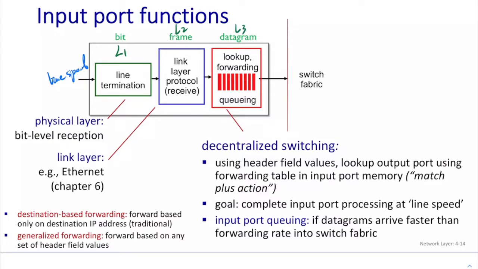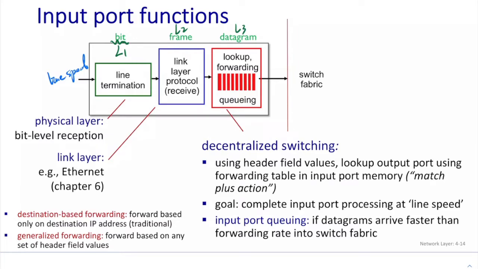So no matter whether you use a fiber or a copper wire, you have a signal received from the line, and the line termination will convert the signal, no matter whether it is digital or analog. It depends on what kind of line you use. You convert your signal to bits. So I write a bit right here. Usually it is a physical layer functionality, bit level reception.